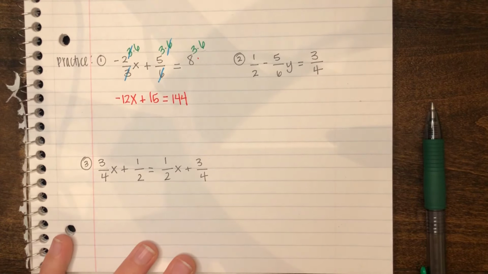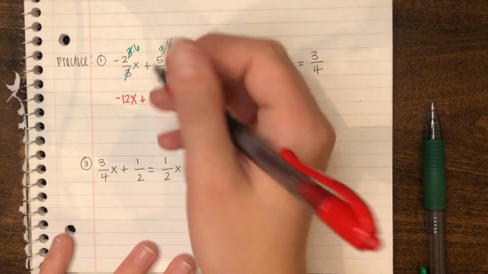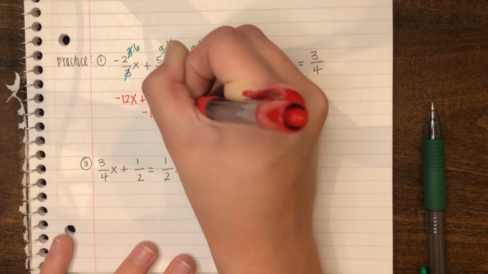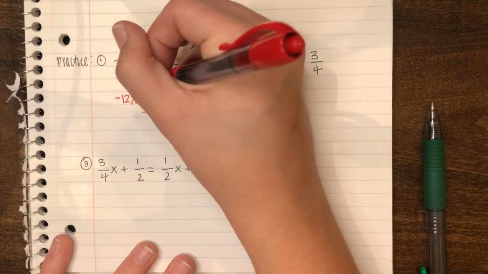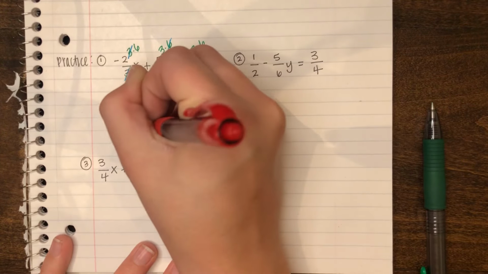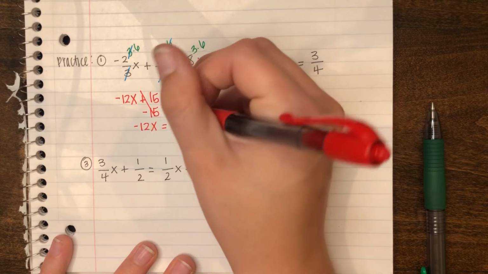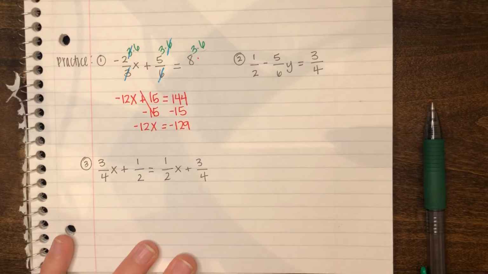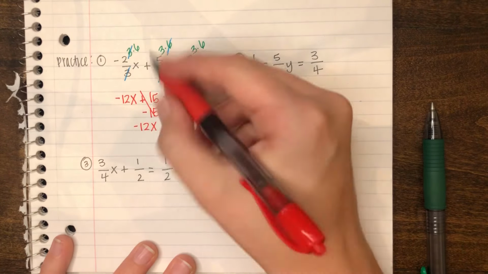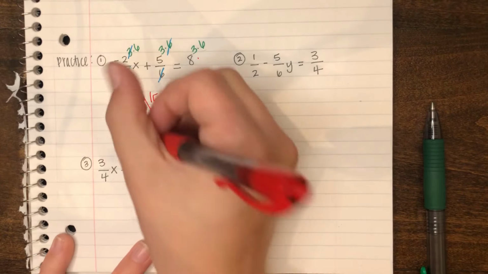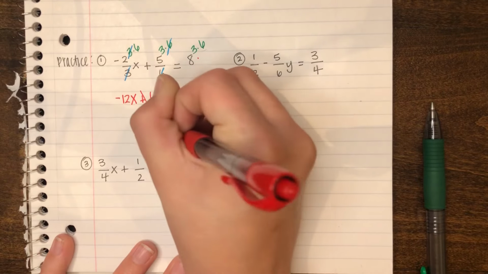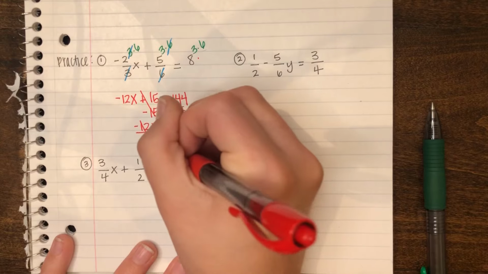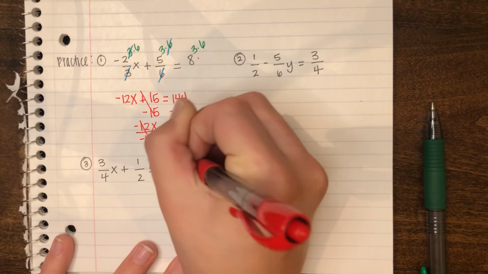All right, now we have a lot simpler of an equation to solve. I'm going to isolate my variable. I want to get my plus 15 out of the way, so I'm going to subtract 15. I now have negative 12x is equal to negative 129. I'm sorry, that is a positive 129. All right, I'm going to divide both sides by negative 12. And we have x is equal to negative 129 over 12.